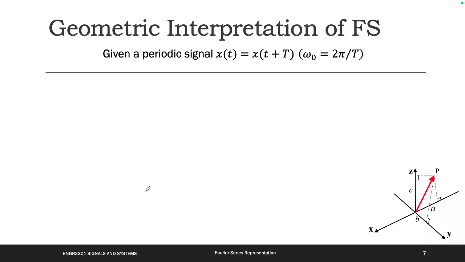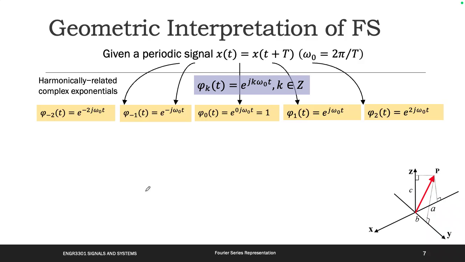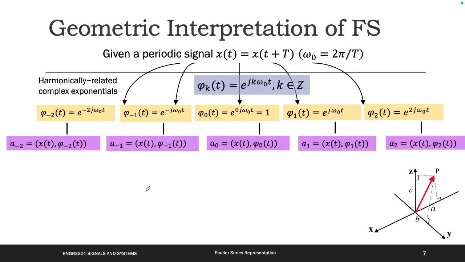We know these are different components, different aspects, and for example, we call them harmonic related complex exponentials. For example, we have 5 different axes, with k from -2 to 2. If we want to represent the original signal, we need to know the coefficient a_k. That makes sense to you.